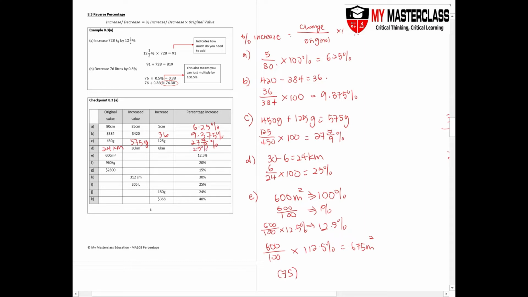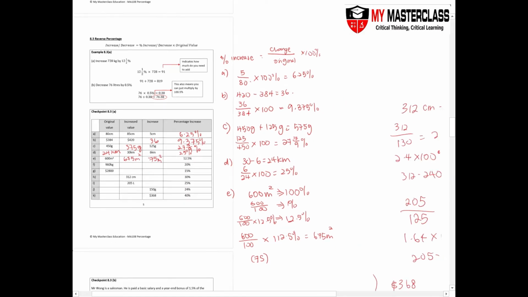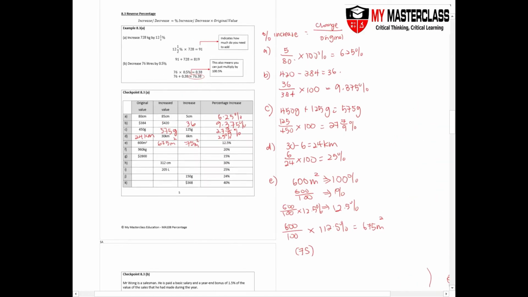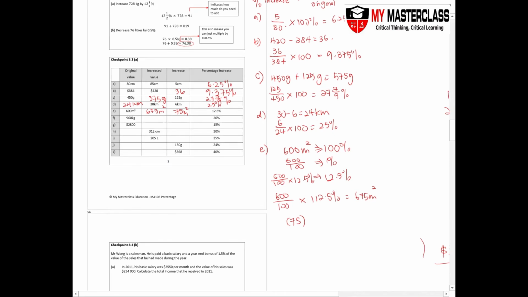And then for part E, what happens is your increased value would be 675 meters square, with an increase of 75 meters square. Okay, so let's take a look at part F. Now, for part F, what do you have here? You're looking at an original value and a percentage increase of 20%.